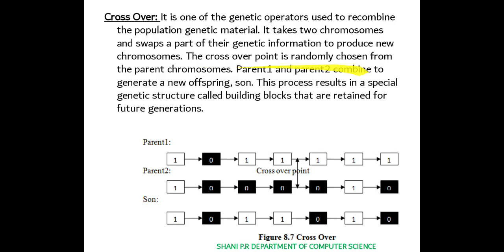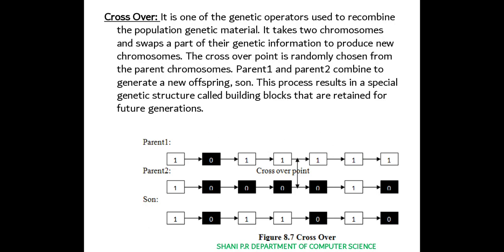The crossover point is randomly chosen from the parent chromosome. So here we can choose any of the numbers from these. We are just swapping those numbers in different ways. So here parent 1 and parent 2 combine to generate a new offspring. While considering these two, we will make a new one. We are just combining these elements here. So this process results in a special genetic structure called building blocks that are retained for the future generation. How can this be used for a future generation?